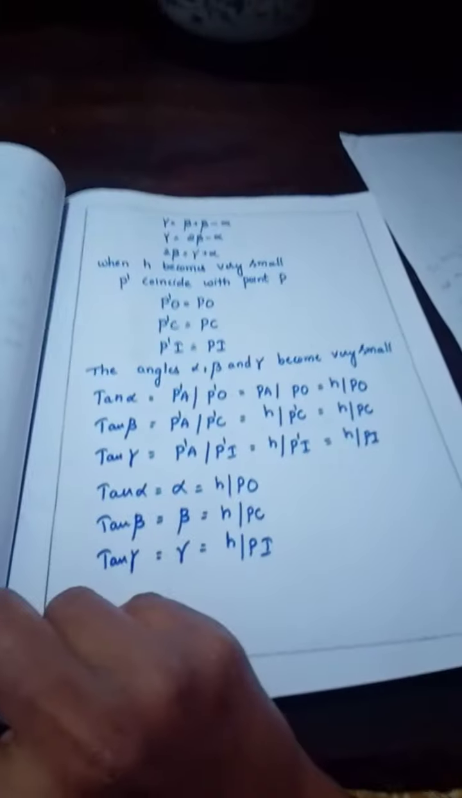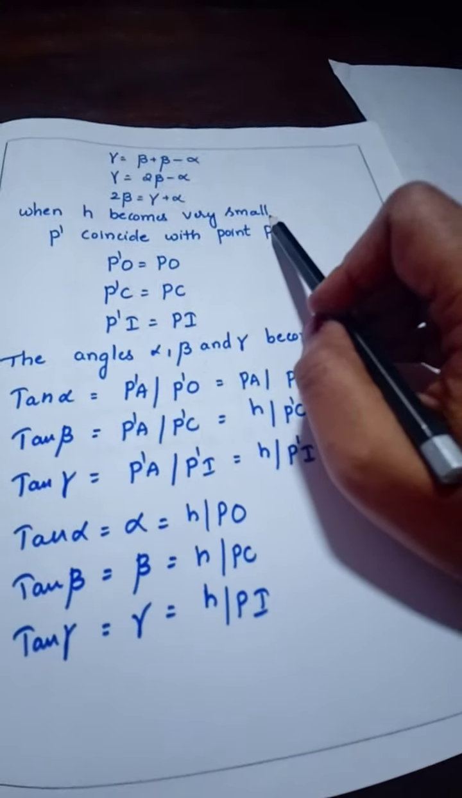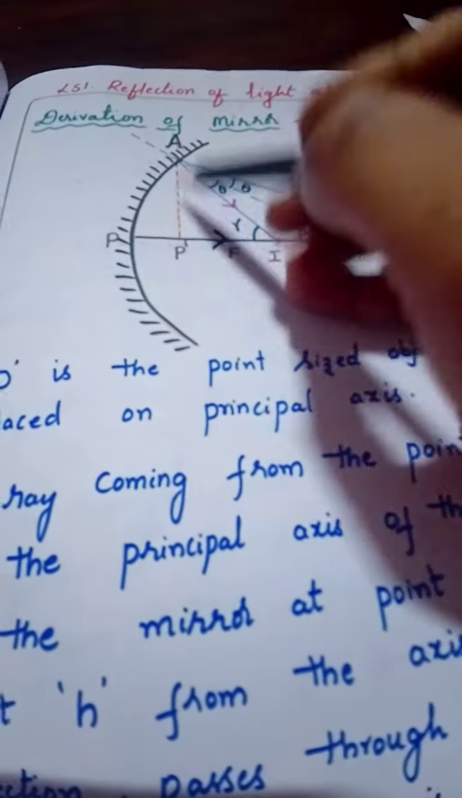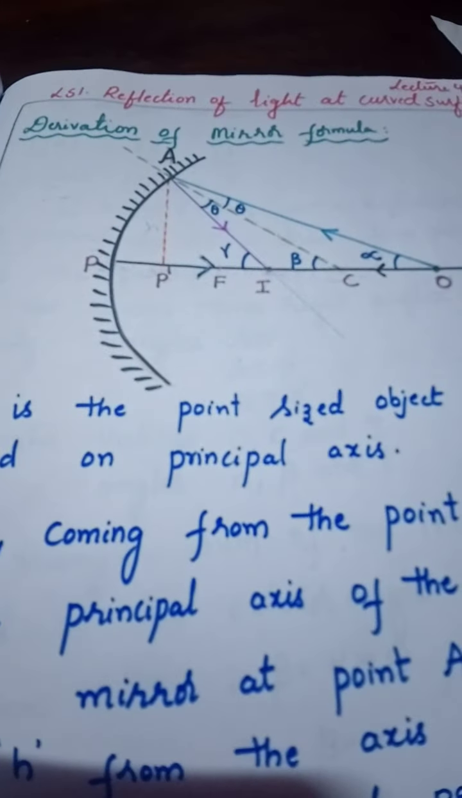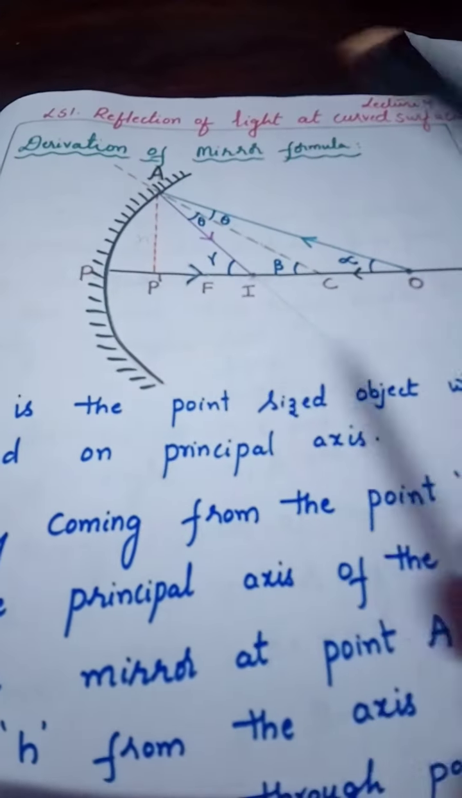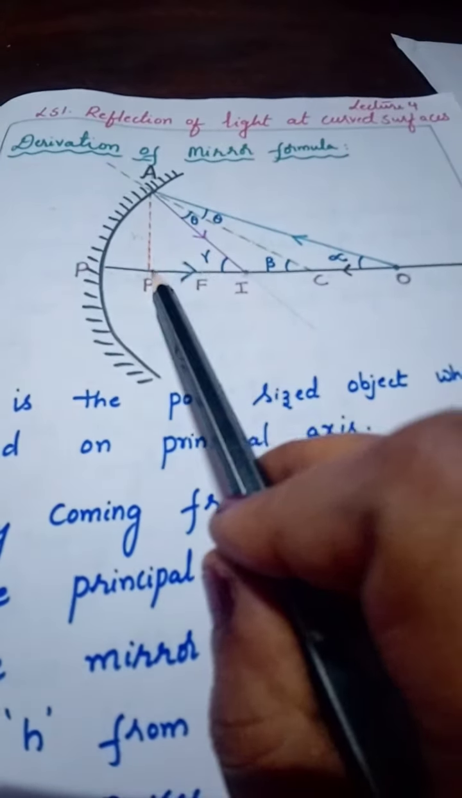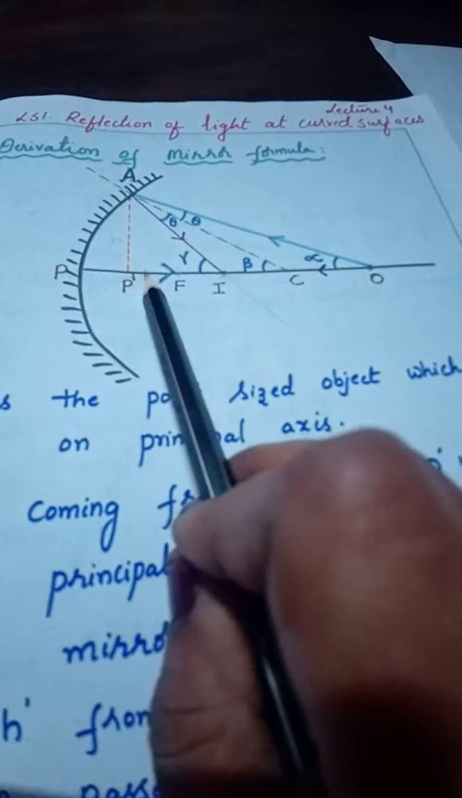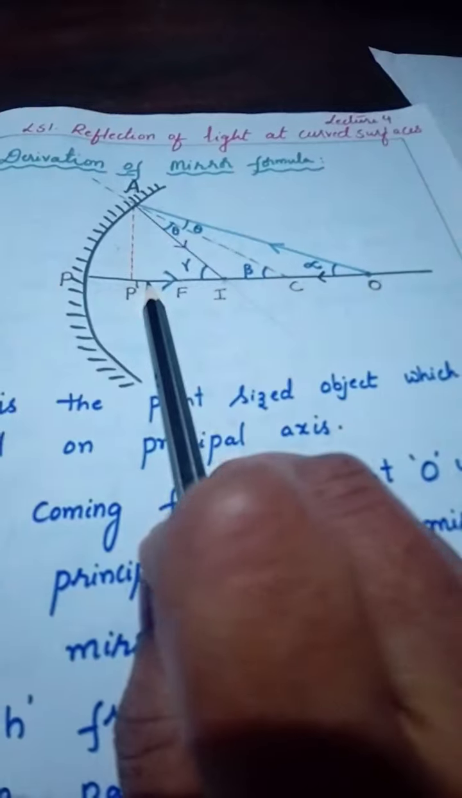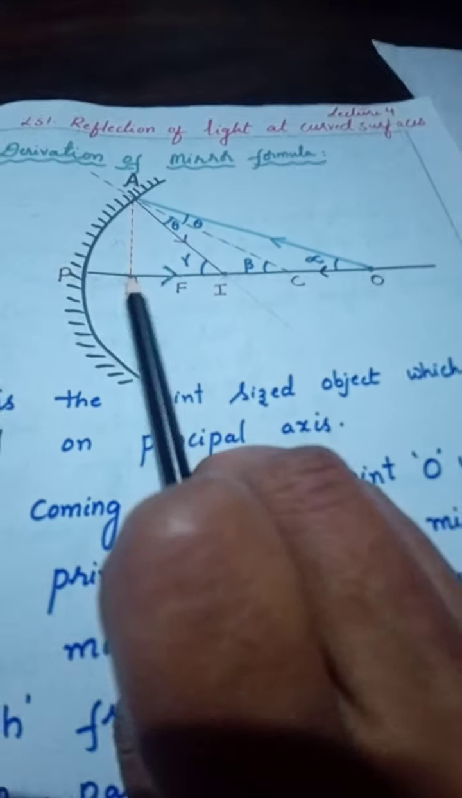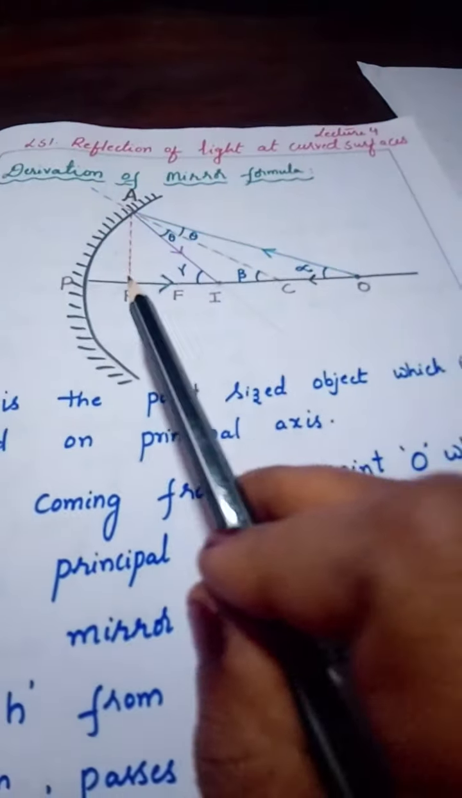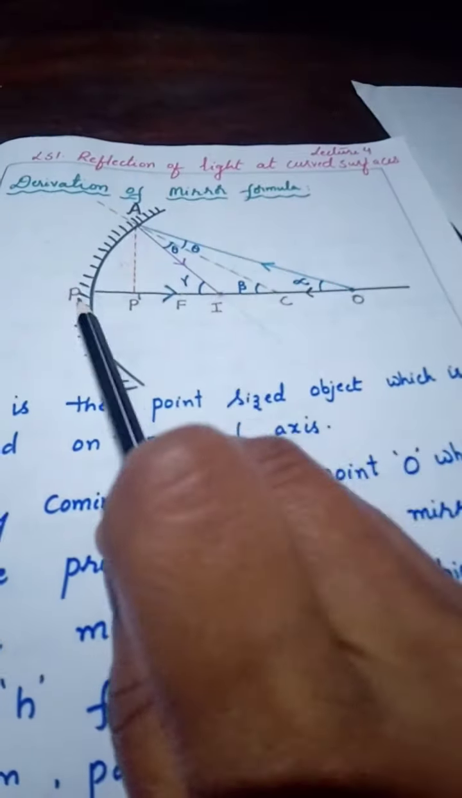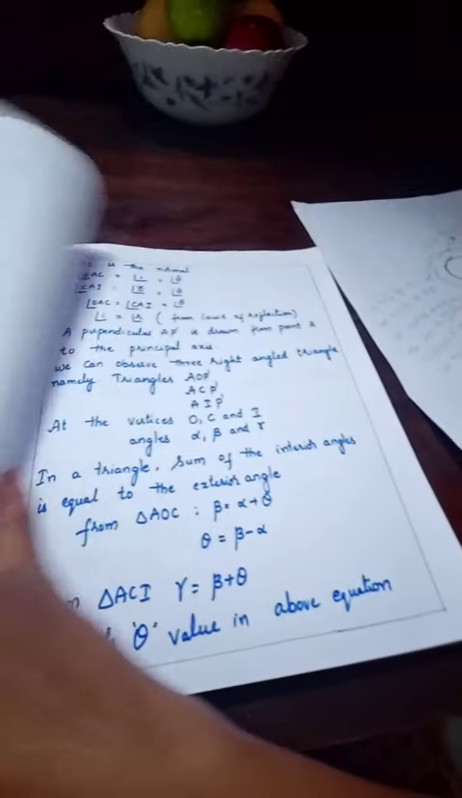In the previous one I told you when h becomes very small, p dash coincides with point P. If this is h, and h becomes small, then p and p dash both will coincide. So whenever we have p dash I, we can say PI, because there is not much distance between them. We neglect this distance. So p and p dash will be the same. Wherever you have p dash I, you can write PI. If you have p dash and C, you can write PC like that. Let's see that.